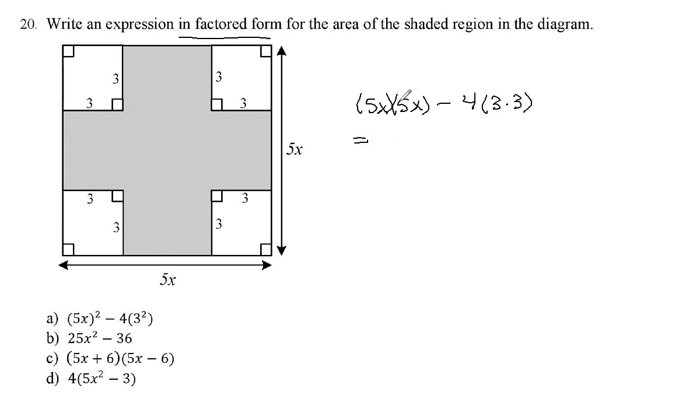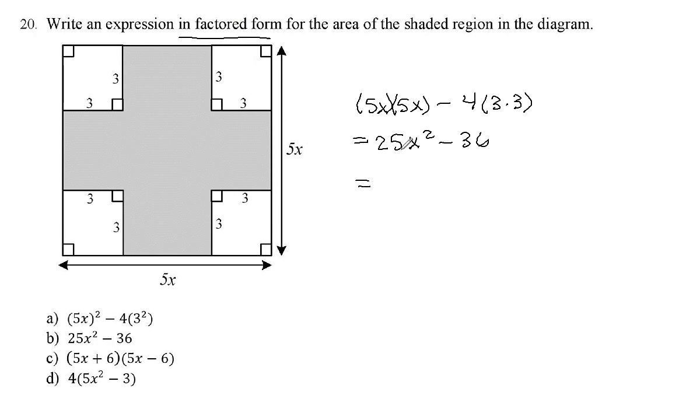So that's going to be 5 times 5, 25. We don't know what x is, so x times x, x squared. 3 times 3 is 9 here. 4 times 9, 36. So minus 36. So 25x squared minus 36. Notice that is one of the answers, but it says factored form. Okay, so we got to factor this.